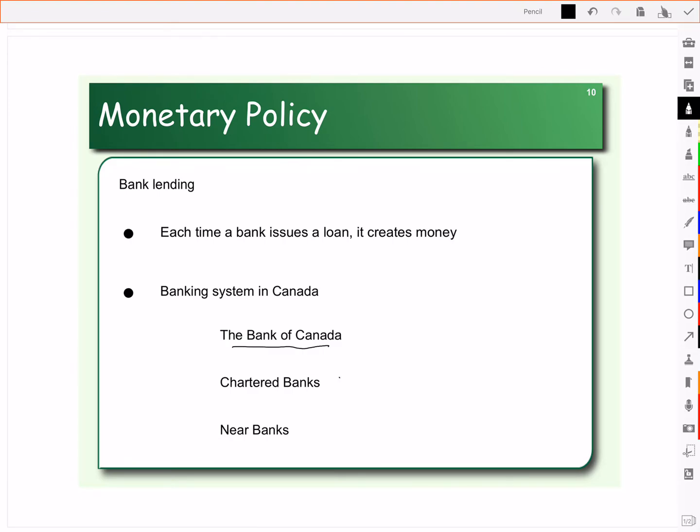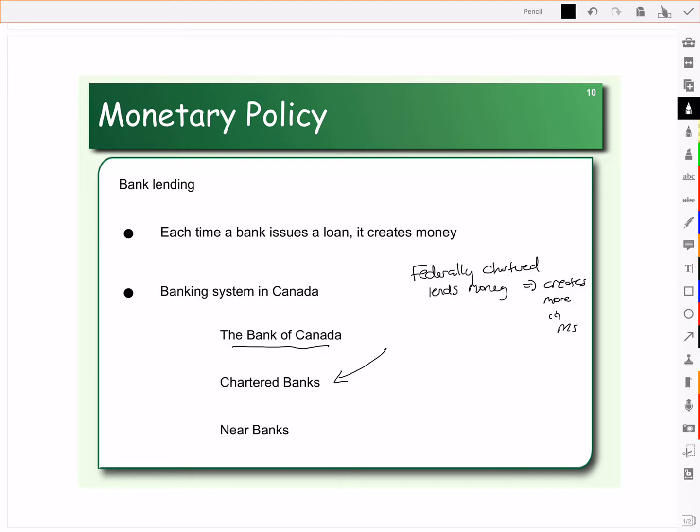Okay? And then we have chartered banks. Chartered banks, if they're federally chartered, have to get approval from the Bank of Canada to go into existence. And the Bank of Canada requires that a certain amount of their money be held at the Bank of Canada. So chartered banks, federally chartered banks, fall under the authority, the responsibility of the Bank of Canada, which is why whenever a federally chartered bank lends money, it creates more money in our money supply.